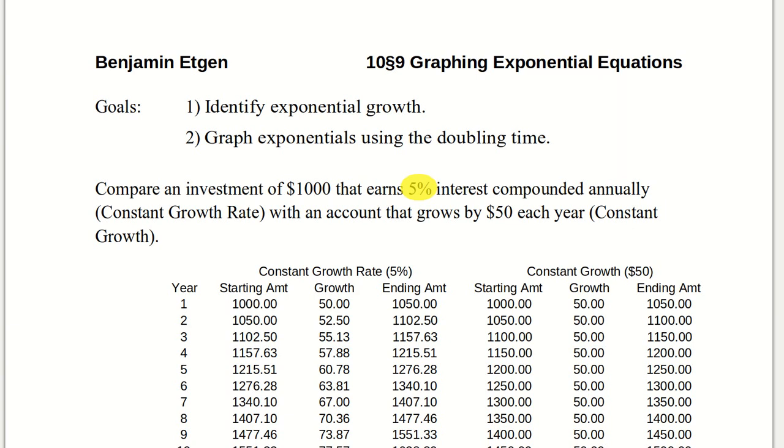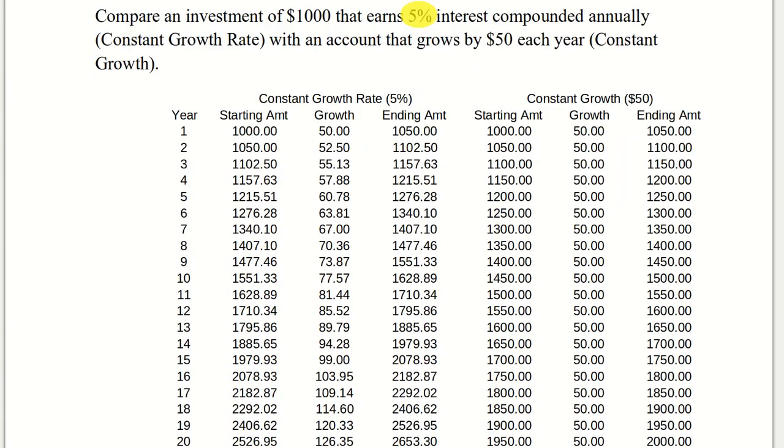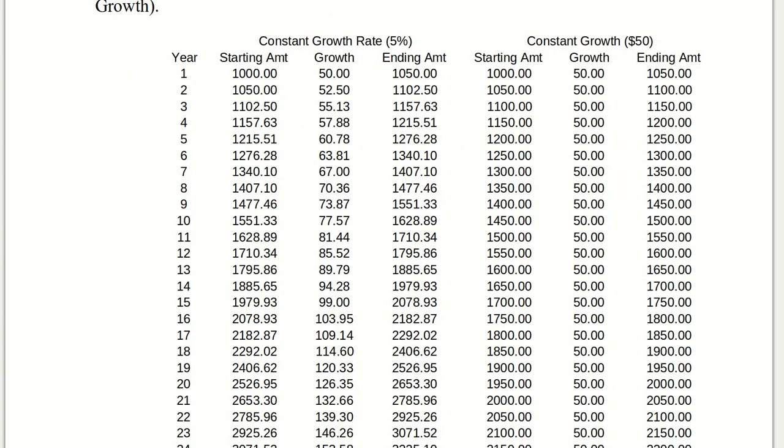We're going to compare that with an account that grows by $50 each year, and that's constant growth. So when we do that, we have, and this is the table we saw earlier, $1,000 is the starting amount at the beginning of our first year. We earn 5% or $50, and at the end of that first year, we've now got $1,050. Now that's exactly what happens in the first year at least with the constant growth amount. In other words, we added $50 to $1,000 and ended up with $1,050.